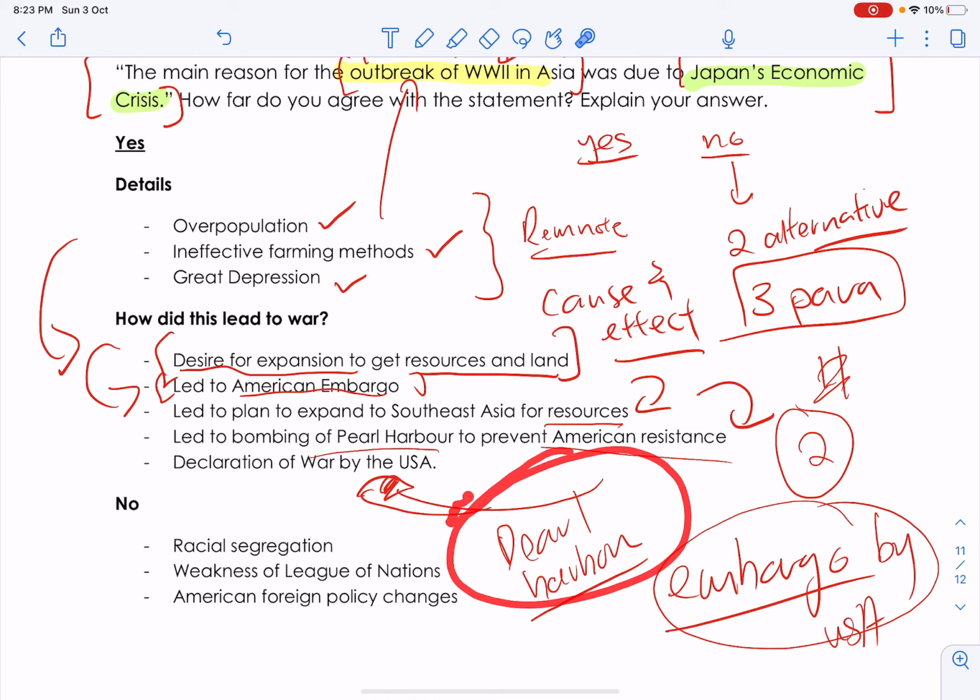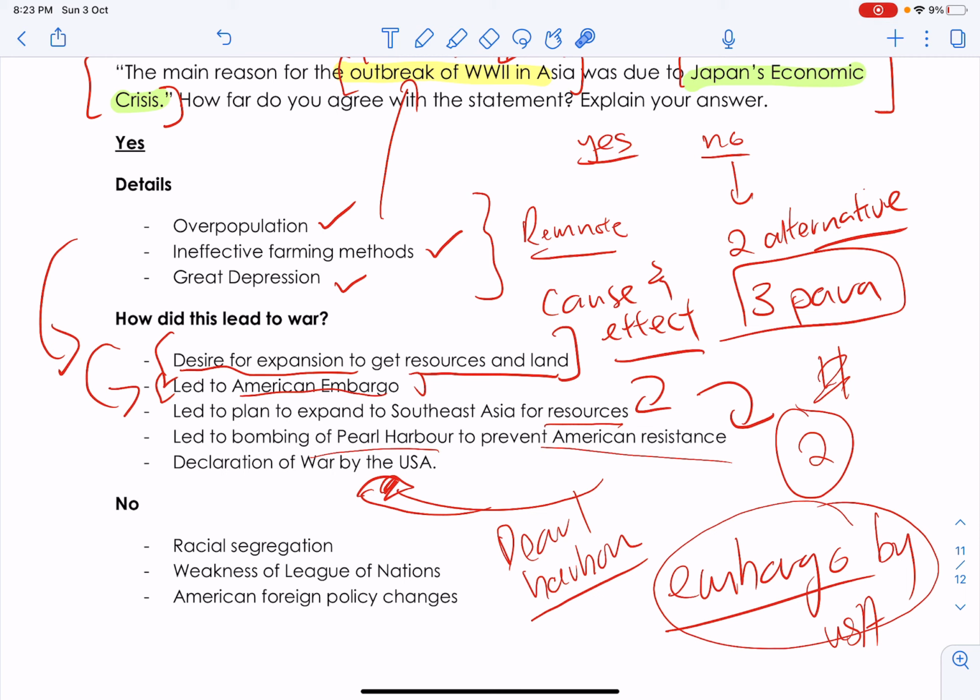I will say the reason that Japan initiated Pearl Harbor. So in my details, I will talk about the American foreign policy changes, because that is the thing that led to the bombing of Pearl Harbor. So I would say Pearl Harbor led to the outbreak of World War II in Asia. Pearl Harbor was initiated due to the trade embargo placed by the USA. And then I'll give the reason why they placed this trade embargo and what Japan did after that. Okay, so that's how you answer the question.